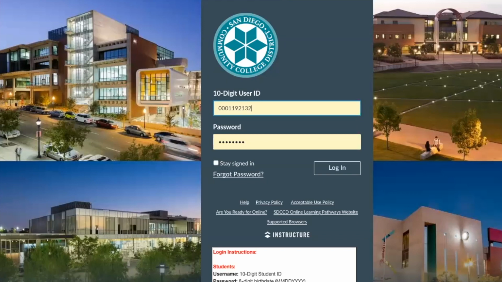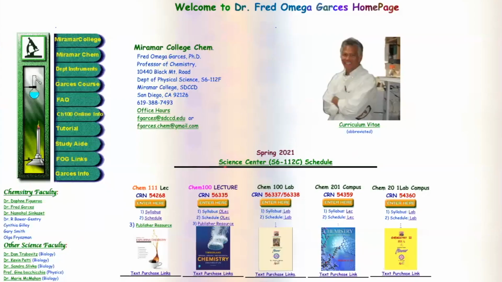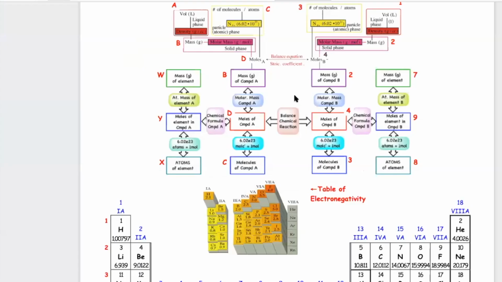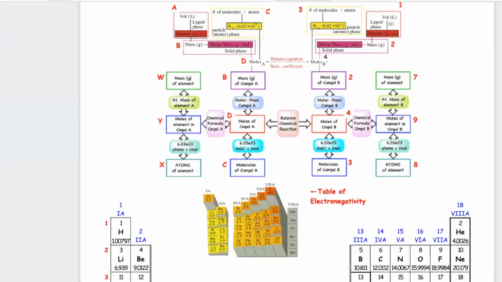is right here. Okay, you got 17 moles of KCl, excess oxygen. Determine the mole. Oh, you're not even calculating the mass. You're just calculating the moles of KClO3. So you're just going from D to 4. You're using one conversion factor. Okay, that part is pretty straightforward.